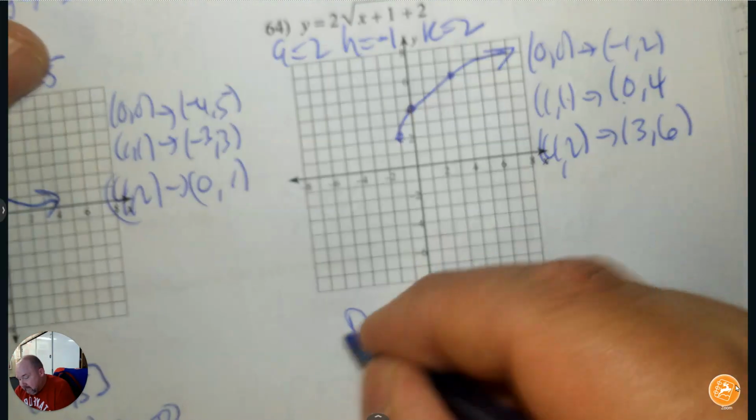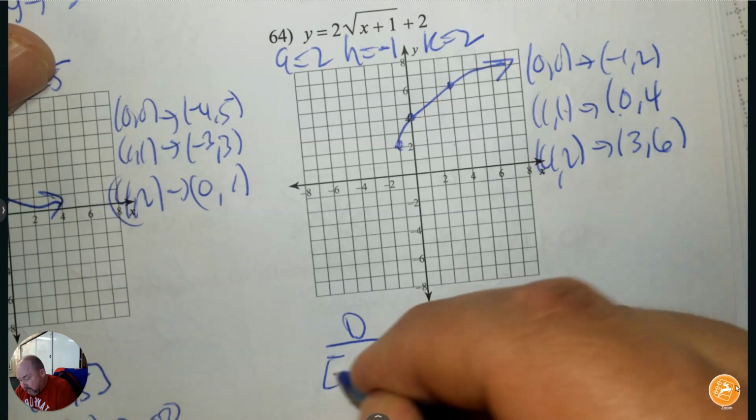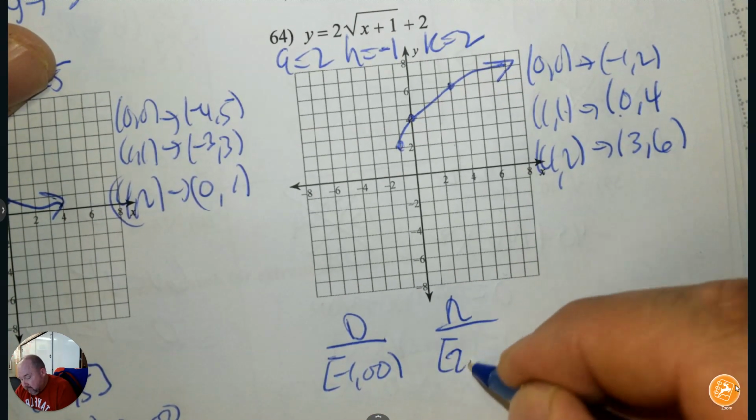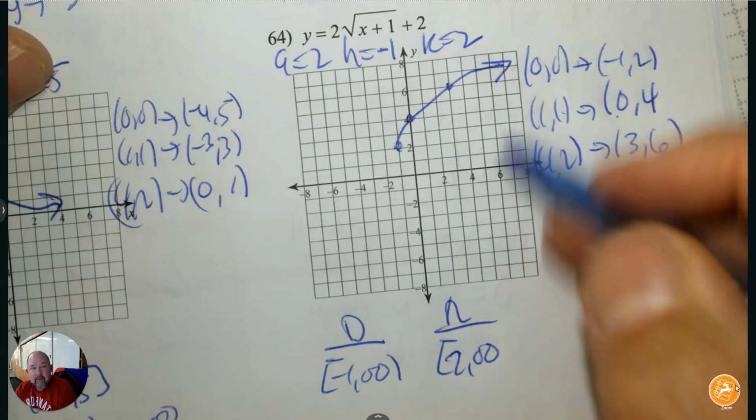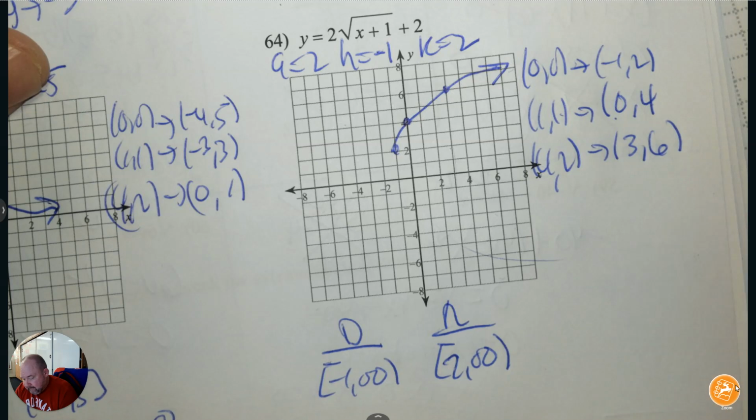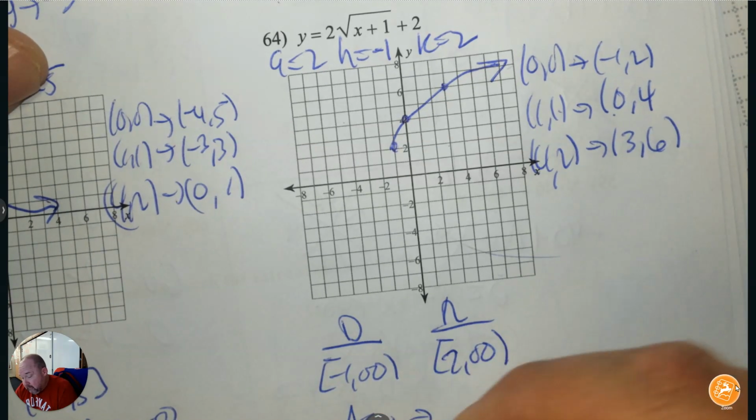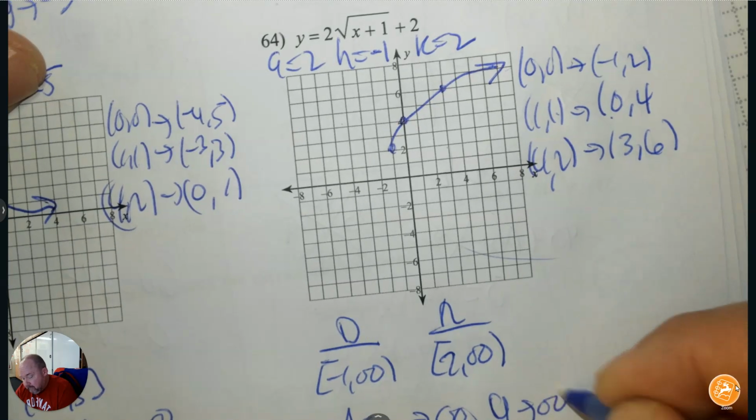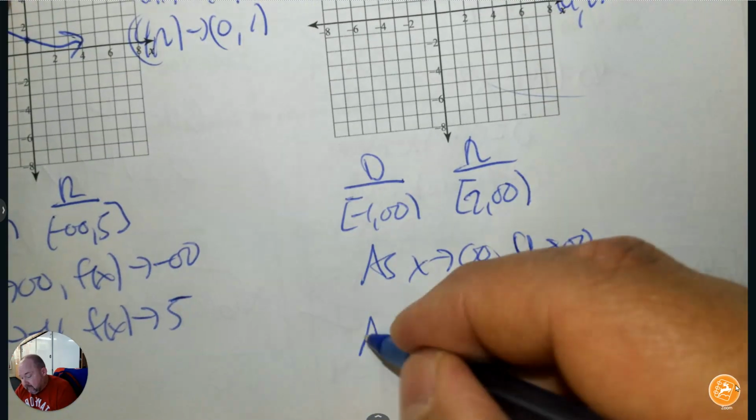The domain goes from -1 to infinity. The range goes from 2 to infinity. Notice it's going up. If there's a reflection, then we flip the range around. And the end behavior. So the right end is going up, and the left is HK.